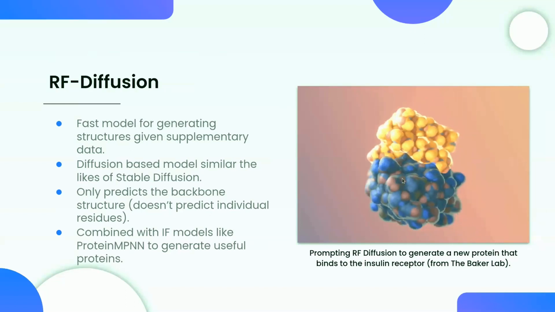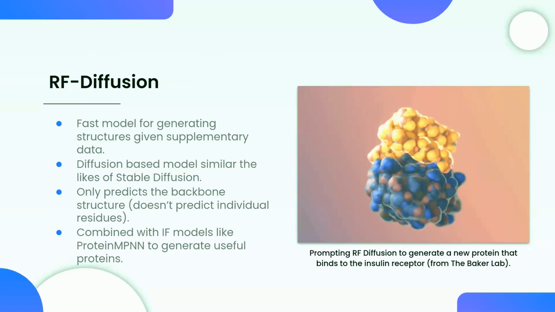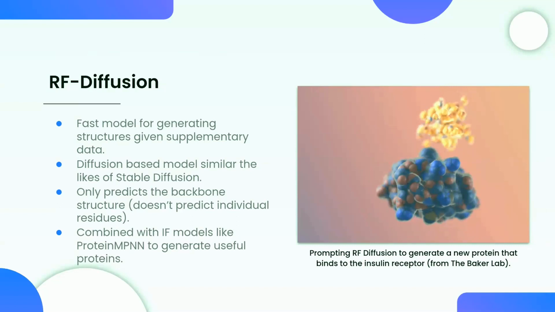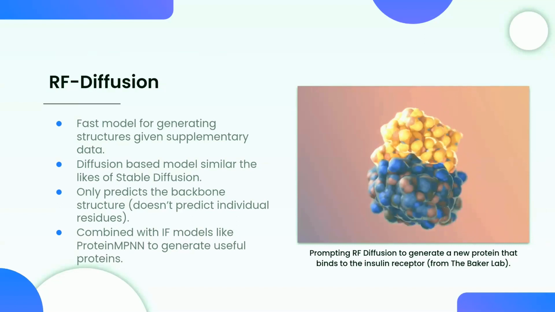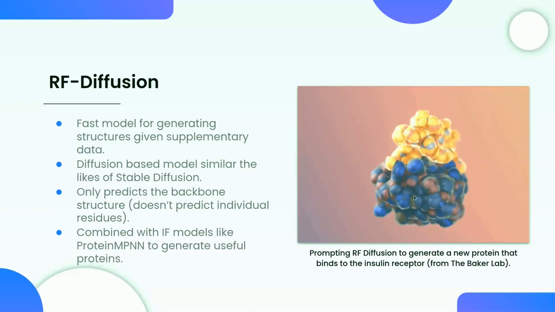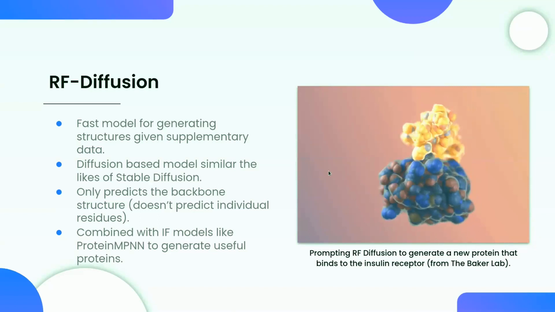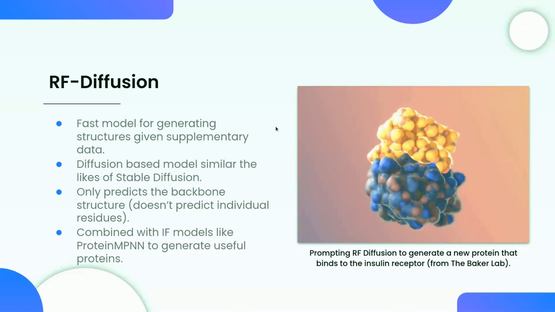A noteworthy thing to mention, though, is that RF diffusion does only predict the backbone, so it doesn't actually predict the individual residues, which is why you have to combine it with an inverse folding model like protein MPNN to actually generate a useful protein. So in this case, this is a diagram that I got from the Baker Lab's blog post on RF diffusion, and it seems like they're generating a binder, which I think will be one of the major applications of RF diffusion.